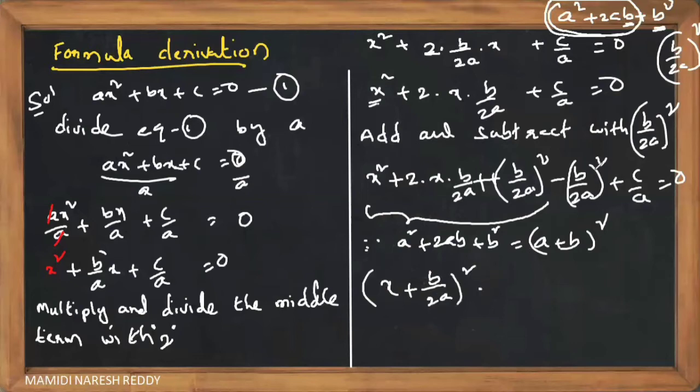And the minus, children, this b by 2a whole square, I am just expanding by multiplying it by itself, because there is a square here. So we get b square by 4a square. Any doubt, please kindly let me know about this step. Now plus c by a is equal to 0.